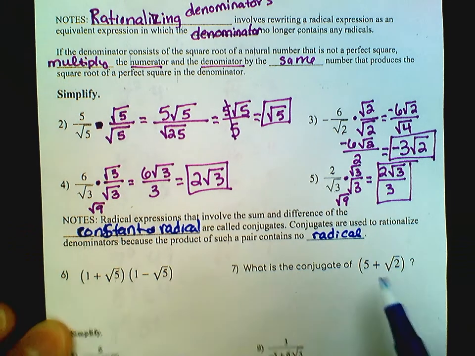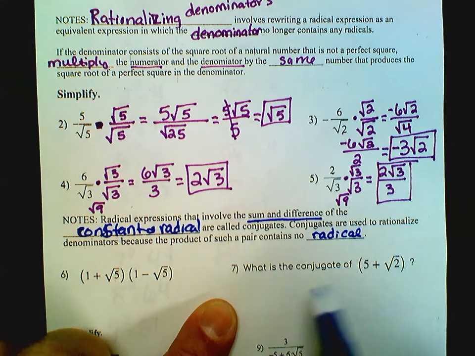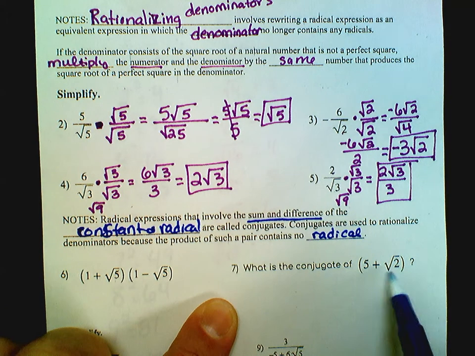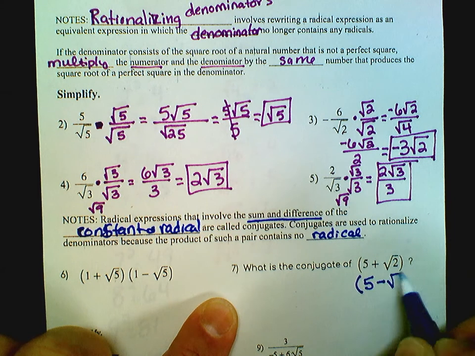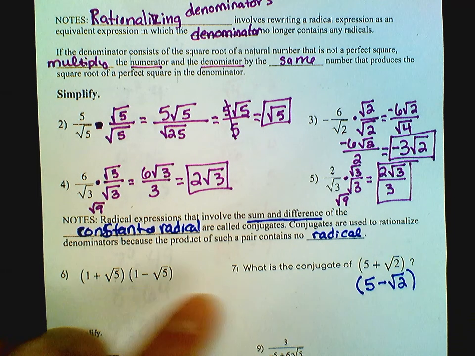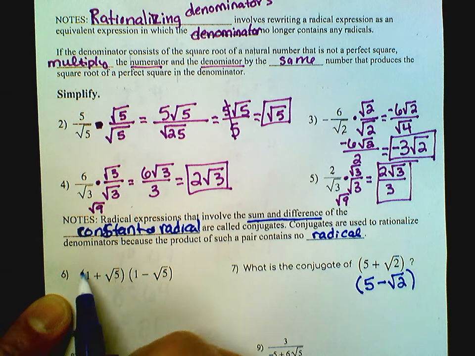So, for instance, what is the conjugate? It says the sum and difference. So what is the conjugate of 5 plus the square root of 2? It is 5 minus the square root of 2. And when we multiply conjugates, this is what happens.